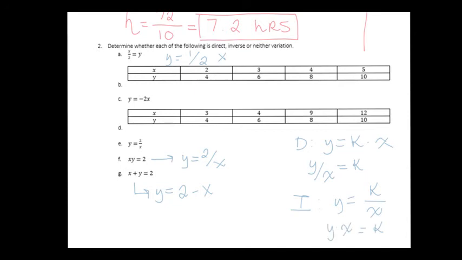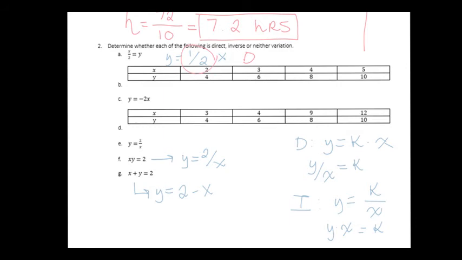Okay, so if I take a look at part A, I see division, but in actuality, because the k is in the numerator, that gives it away that this is actually direct variation. And that's direct because I can rewrite it as a constant k times x. So my constant k is going to be 1/2.